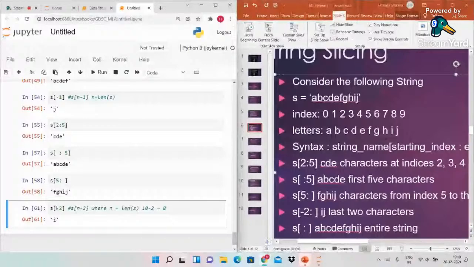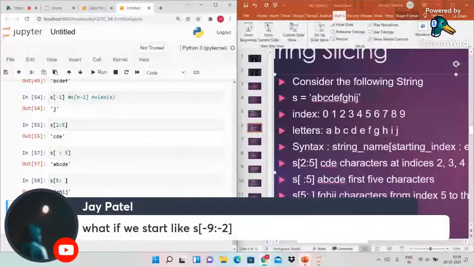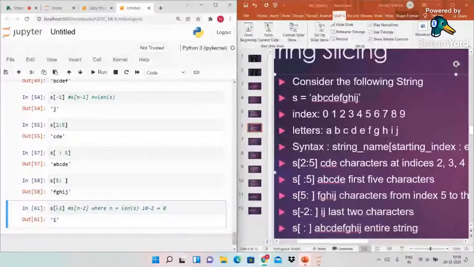S of negative i is equal to S of n minus i. Let me put it like this. Just remember this. Now the length of the string itself is 10, so I'm writing minus 10. What if it starts like minus 9 to minus 2? We will get to it, just hold on to it, because we are simply checking out the basic things right now.